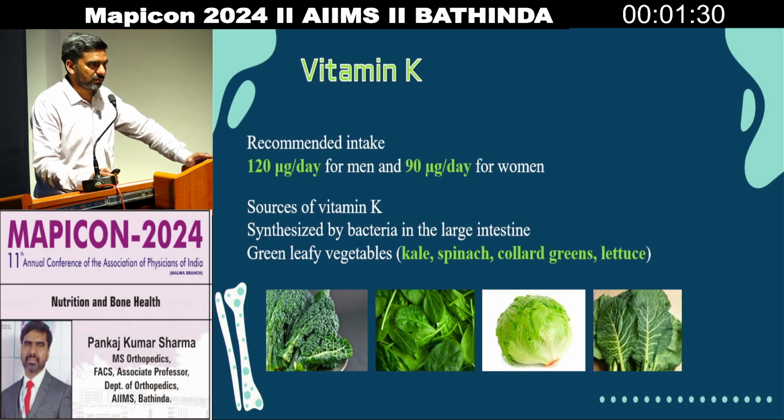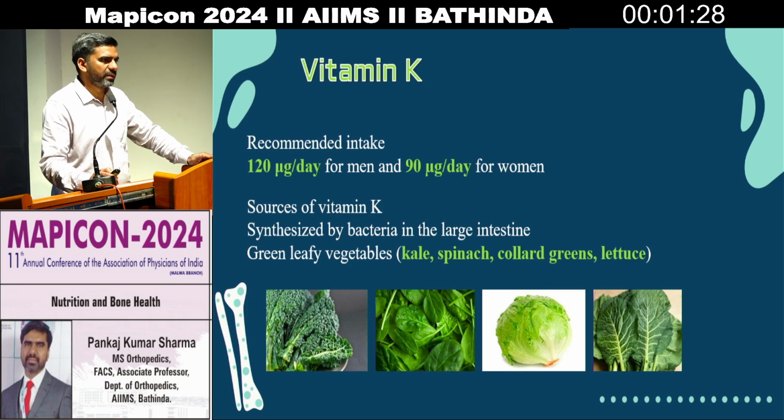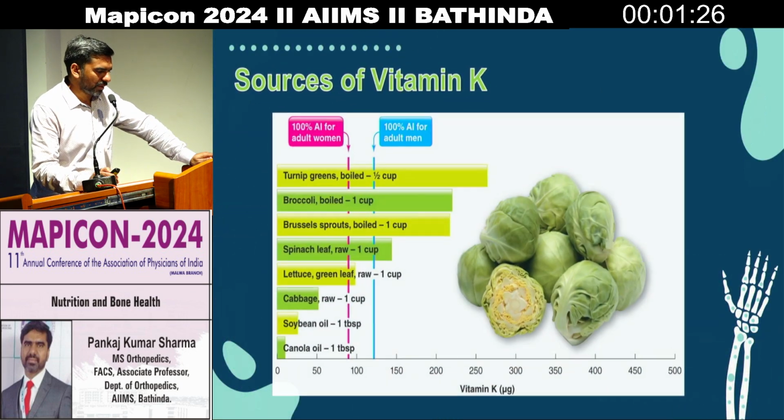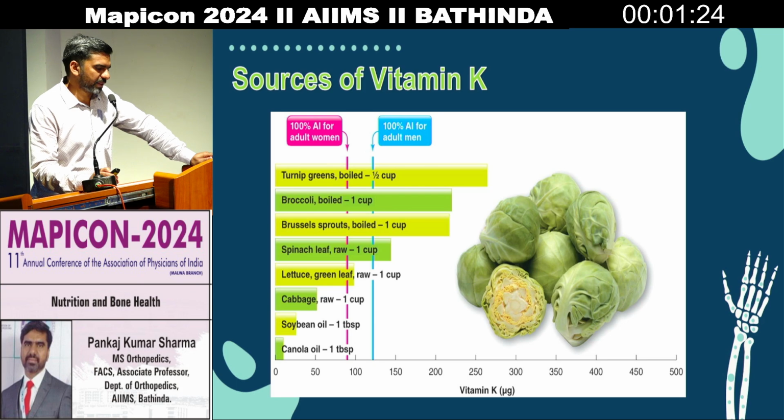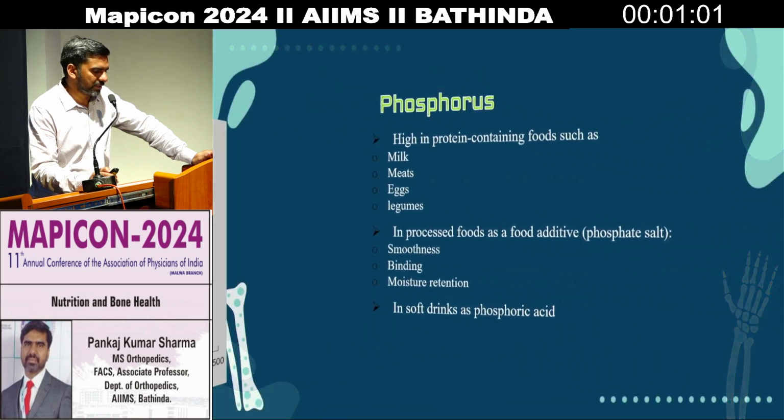So we have to take vitamin K with the other supplements. Again, sources are turnip greens, broccoli, Brussels sprouts, spinach leaf, lettuce, cabbage, and soybean. So it is mostly of vegetable origin. But mostly people nowadays are not in favor of green vegetables. So there is vitamin K deficiency also in growing age and old age.